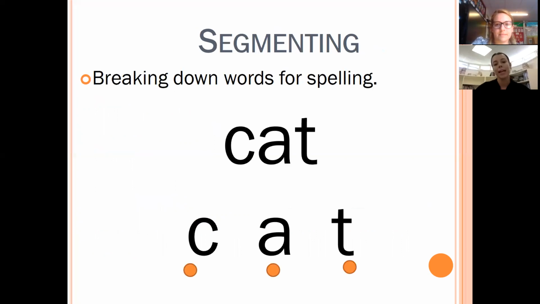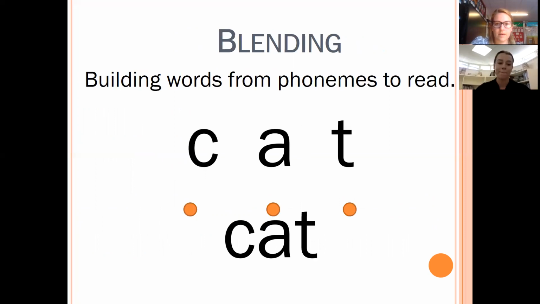Segmenting is breaking down words for spellings. So cat is broken down to k, a, t. Once you've segmented your word, you would then blend it back together. You would use your phonemes to build the word up and blend it together. So as Miss Barrett said, you would have k, a, t, cat. You've segmented it out and then blended it back together. Not only does segmenting really help with reading a word and breaking it down, it also really, really helps children to spell words.